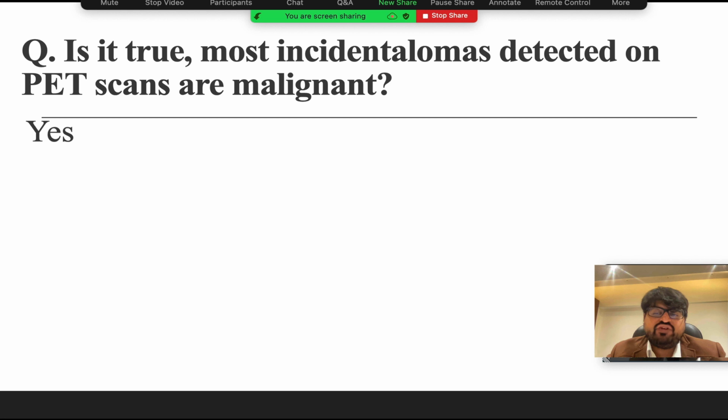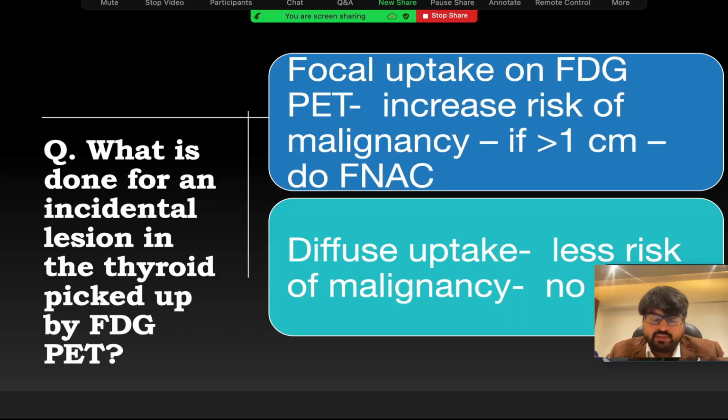So again, FDG PET, and if there is an incidental lesion, you should always consider subjecting the patient to further evaluation. At least an FNAC is a must. FNAC must be done in these patients if you find these lesions on a PET scan. But something you should always remember, a focal uptake on a PET scan. If you do an FDG PET and you find a focal uptake, especially if it's more than 1 centimeter, this patient definitely should be sent for FNAC, because the risk of malignancy is very high in these cases.